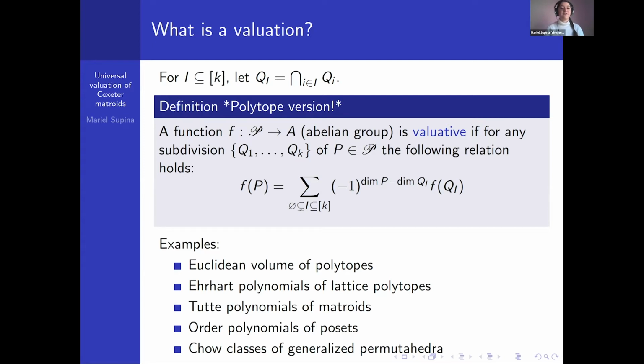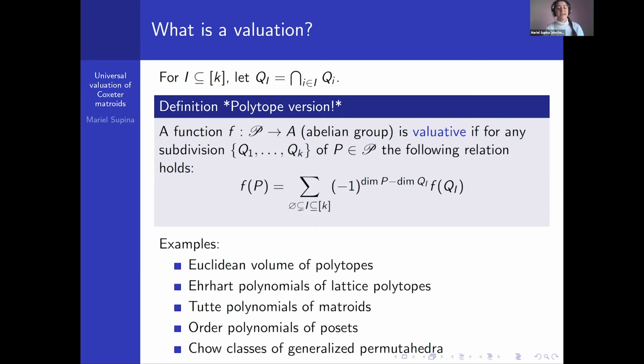It turns out that a lot of functions on different families of polytopes that people like to study have this property of being valuative. One example that's not too hard to see is Euclidean volume of polytopes. And this one we can see just because the volume of anything that's not full dimensional will be 0. Being valuative just means I can subdivide my polytope, compute the volume of all the cells in the subdivision, and add them up to get the volume of the whole thing.